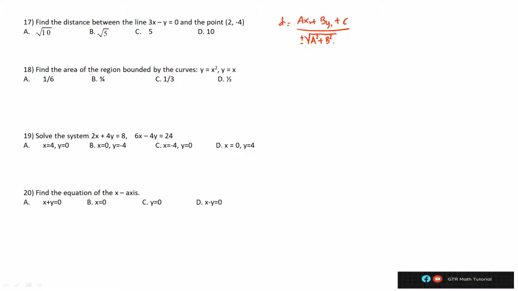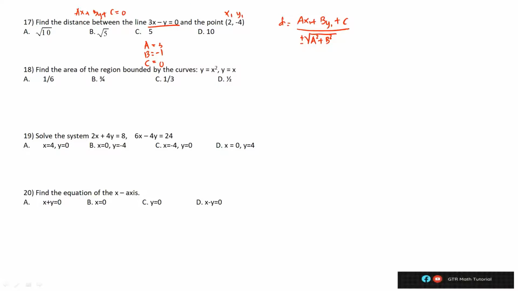So, ano ba yung A, B, C? Nasa standard form dapat, Ax plus By plus C equals 0. Okay, so ito yung line na 3x minus y equals 0. So, ang A natin dito is 3. Ang B natin is the coefficient of y, which is negative 1. And then, ang C natin, wala tayong C, so ang C ay 0 lang. Okay, then 2 and negative 4, ito yung ating x sub 1 and then y sub 1. So, substitute lang natin yan sa formula.